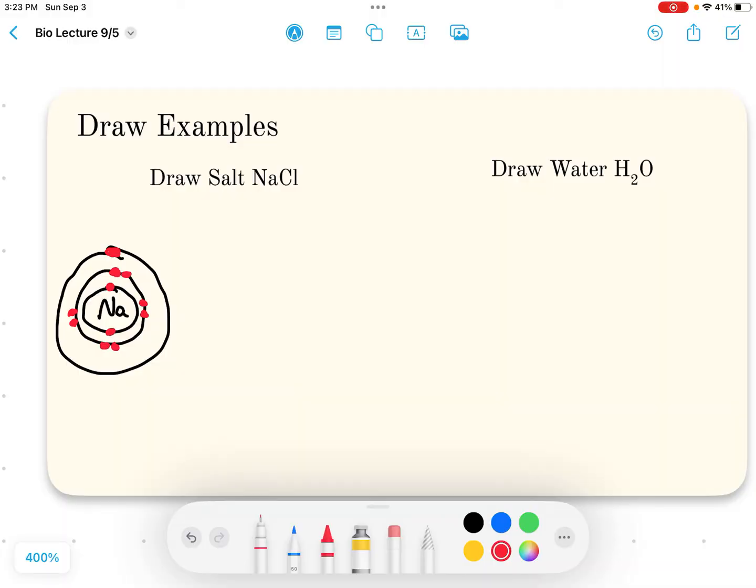Now we need to go to chlorine. That's Cl. That is number 17 on the periodic table. Has atomic number 17. So that means it has 17 electrons. So we draw our ring. 1, 2. Draw our next ring.